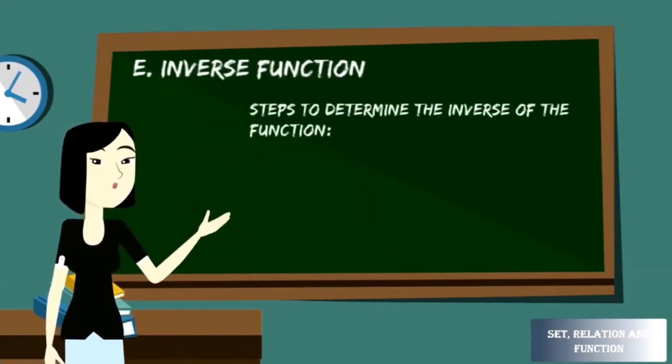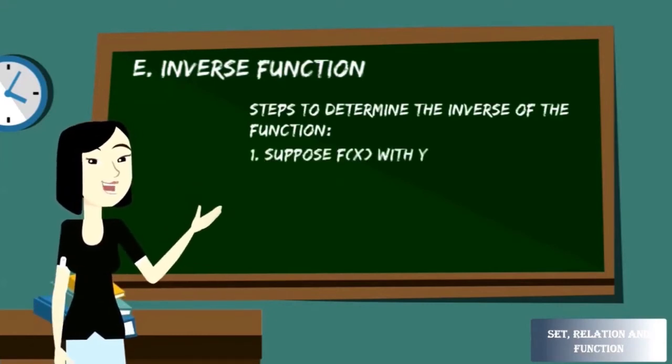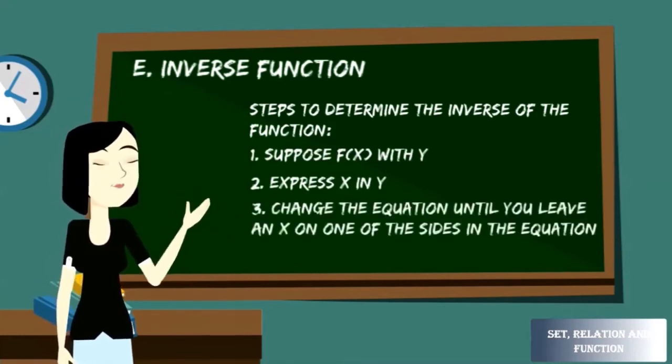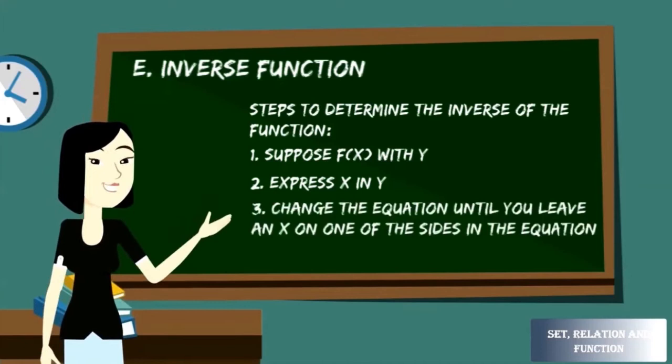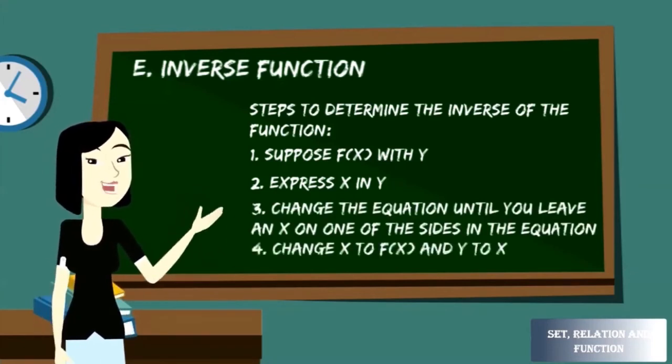So now we will talk about the steps to determine the inverse of the function. First, suppose f(x) equals y. Second, express x in terms of y. Third, change the equation until you leave an x on one side of the equation. And the last one is to change the x to f inverse of x and y to x.